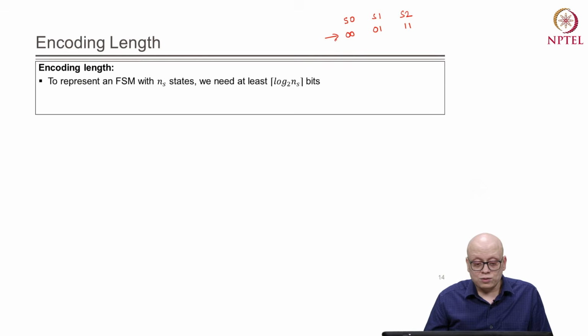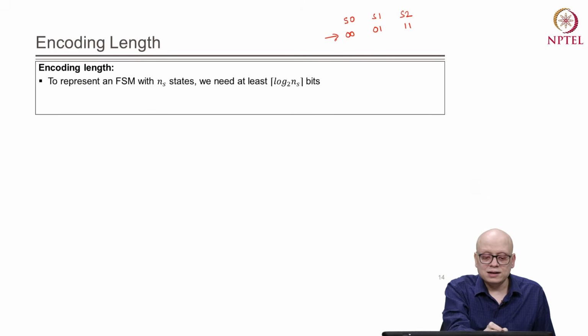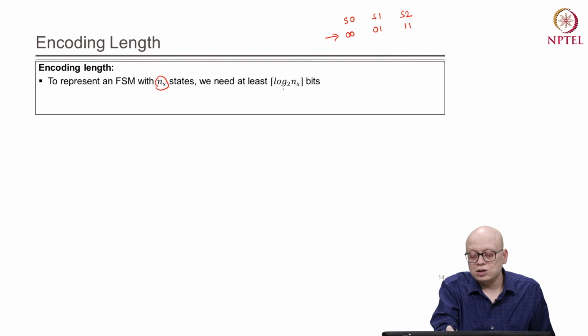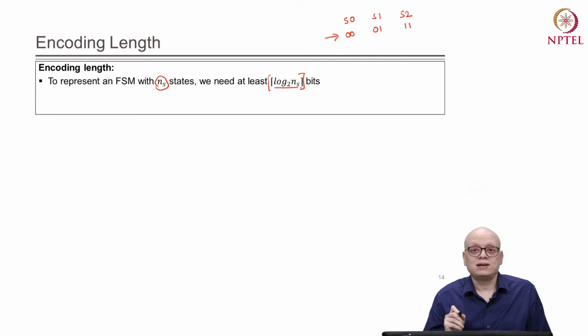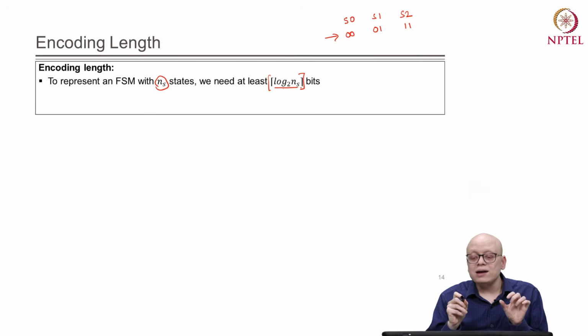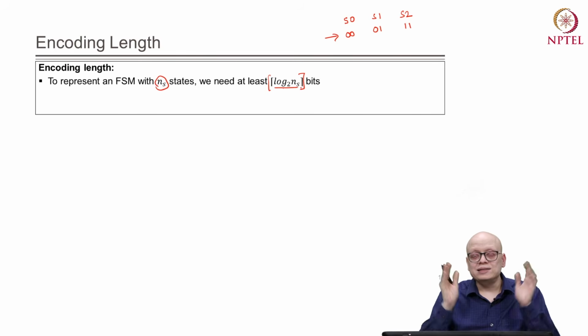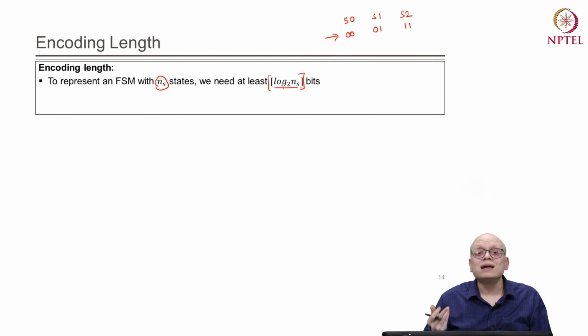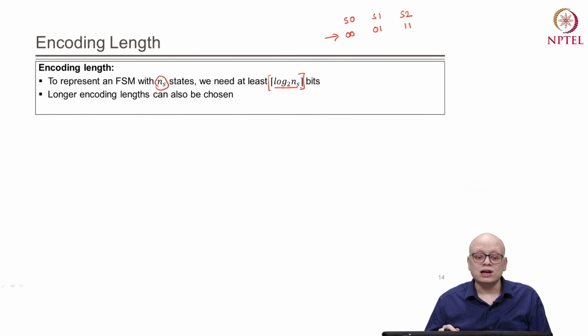So, what we have seen is that if the number of states is n, then we need at least the ceiling of log base 2 of n bits, right, minimum. That is, for n states we require the ceiling of log n to the base 2 number of bits in the FSM implementation or in FSM encoding. But we can always go more than that, right. We can always choose a longer encoding length than this minimum.